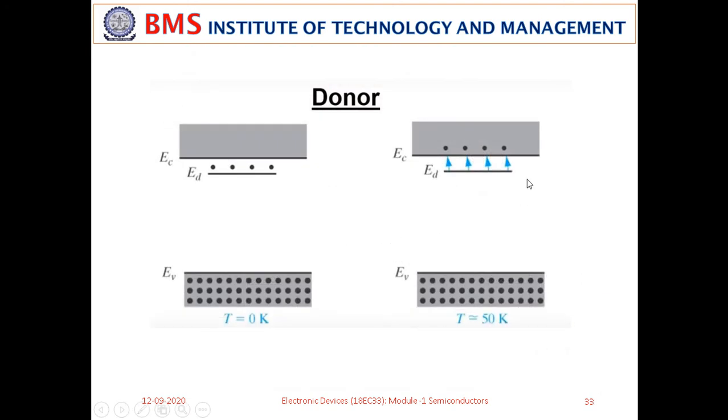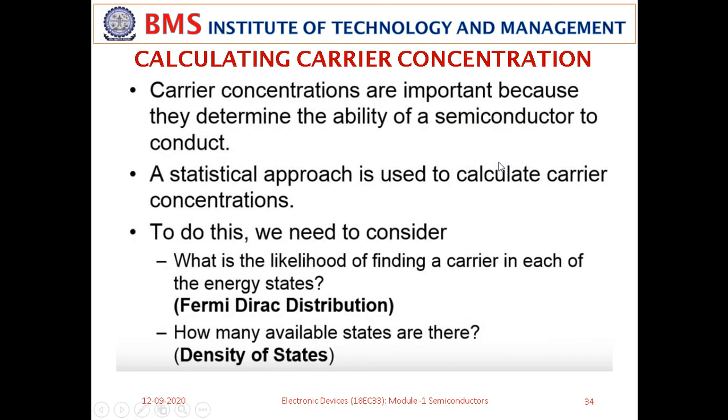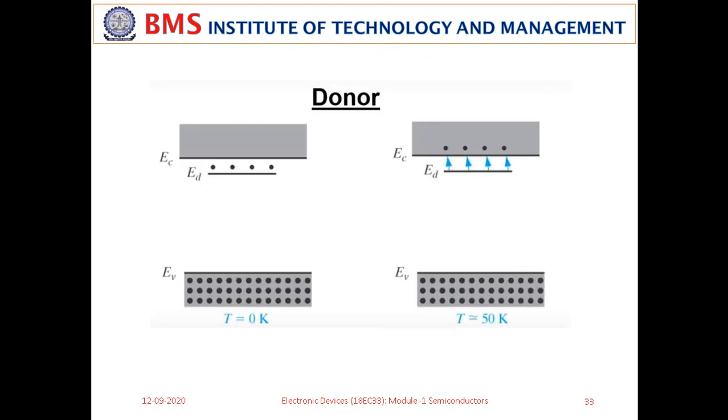Okay. With more details, we have shown here the donor type of impurity. This is at 0 Kelvin. You are seeing here the electrons which are in the forbidden gap, which is the EG region. Any excitation, and these electrons keep moving into the conduction band. Okay. So any questions about that before we move on to the carrier concentration?